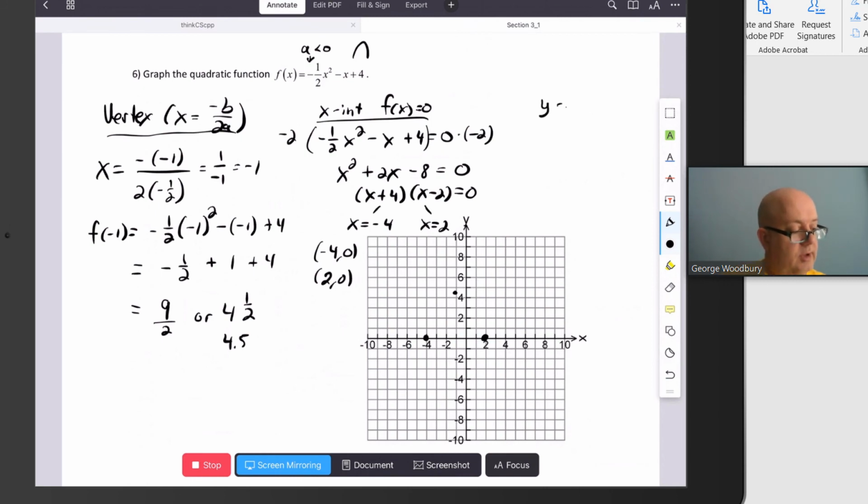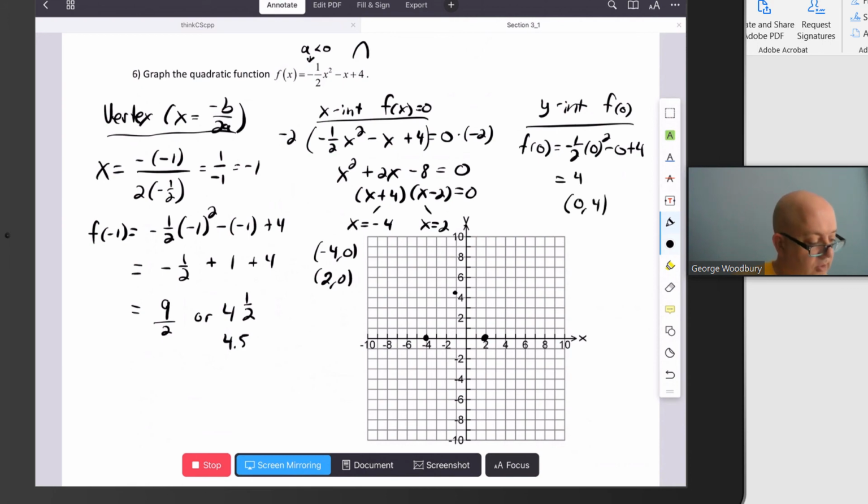Let's find the y-intercept. That's where we substitute 0 in for x, so we're going to find f of 0. F of 0 equals negative 1/2 times 0 squared, 0, minus 0, still 0, plus 4. That equals 4. So the y-intercept is at 0, 4.